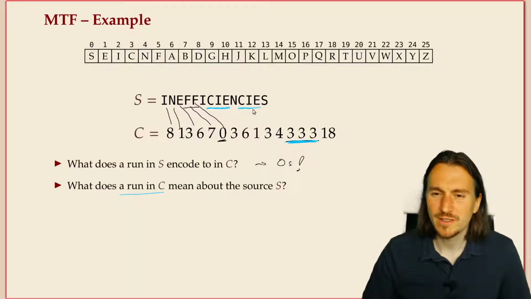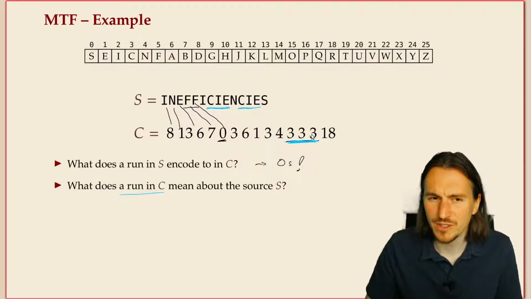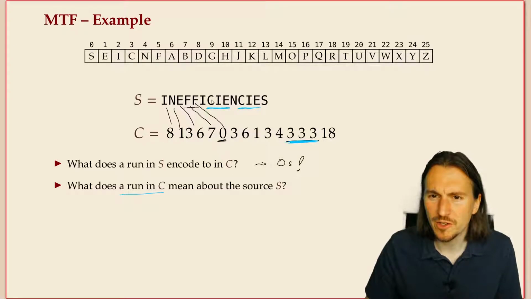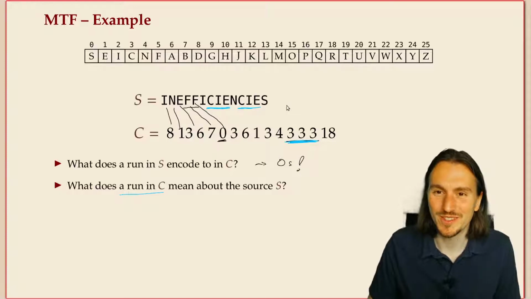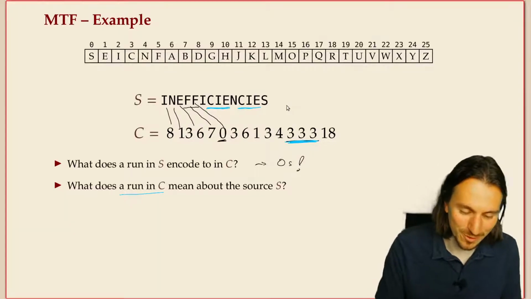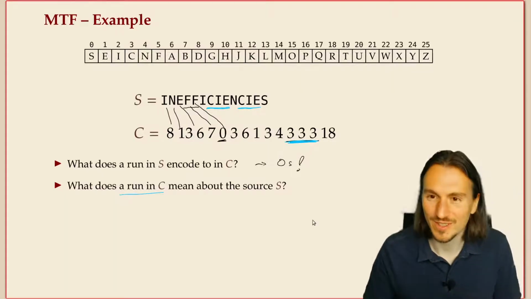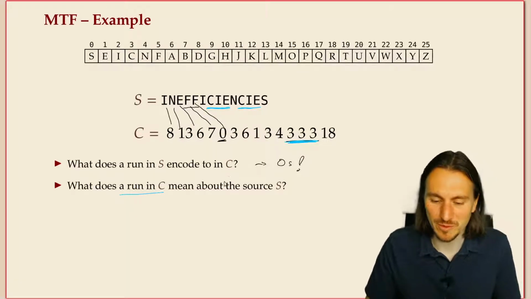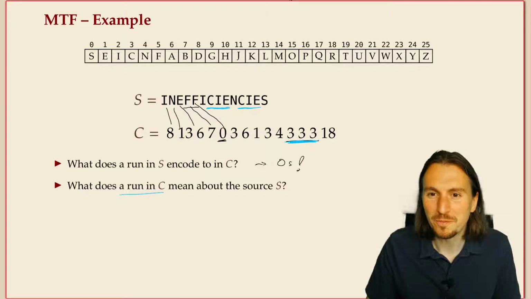And that's a pretty neat result because we know how to exploit runs in the coded text with run length encoding. And we didn't know, at least not with run length encoding, how to handle repetitions of this kind. Lempel-Ziv-Welch would have been able to pick this up if it's short distance, but that gives you a first idea why move to front might be useful.